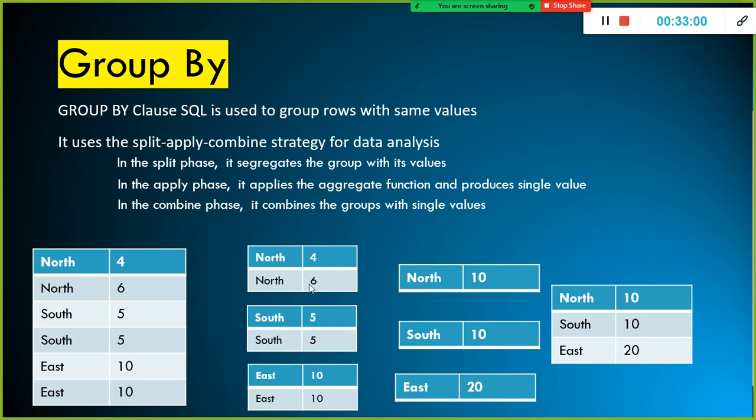So you want to do some kind of sum or average. In my case, I want to do sum here. So 6 plus 4 is 10, 5 plus 5 is 10 in south, and east 10 plus 10 is 20, and finally it combines all these 3 consolidated values. The final result set will have only 3 group names and the consolidated values for each region. So this one is at the transaction level, but this is at the aggregated value. Now you understood, right? This is how group by works.